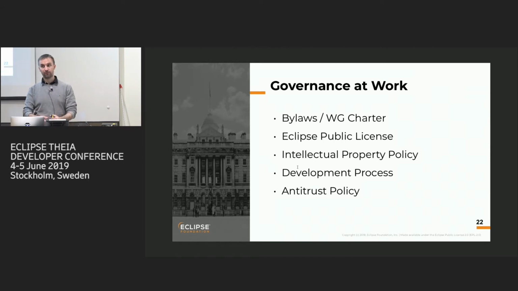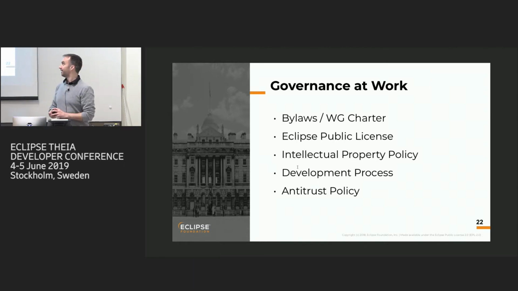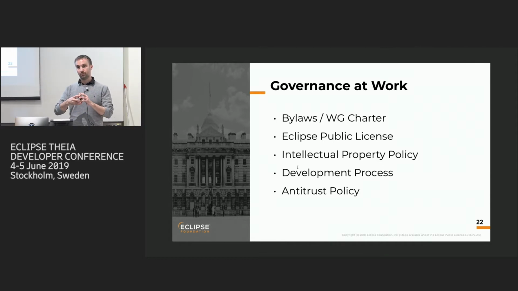So for instance, we have a very good antitrust policy to enable collaboration from the start and not enable collaboration by threat. We have this development process. We have the intellectual property policy to ensure that all the contributions to the project will be checked and validated. And we have the Eclipse Public License that ensures business-friendly open source software.